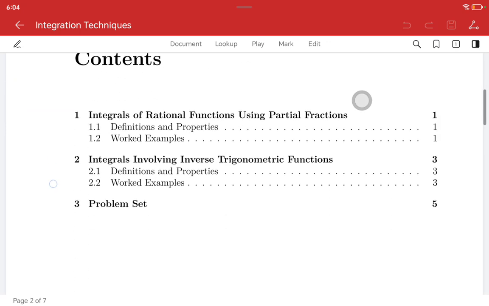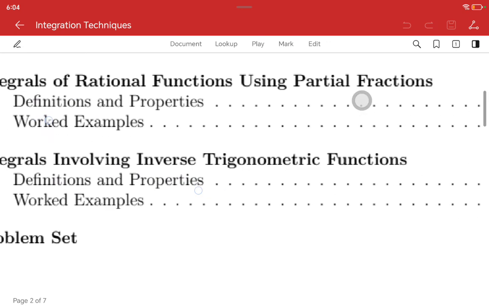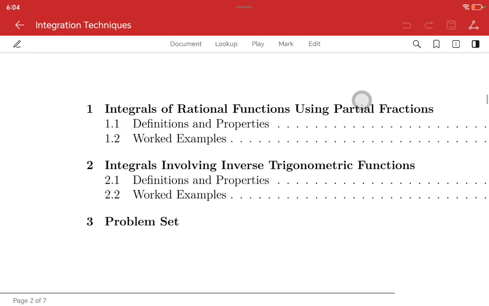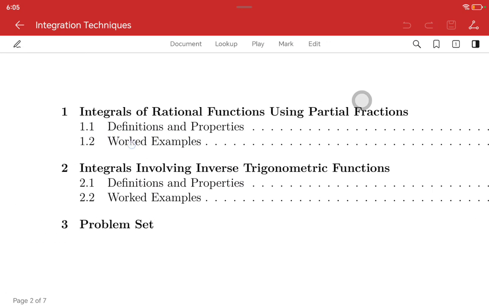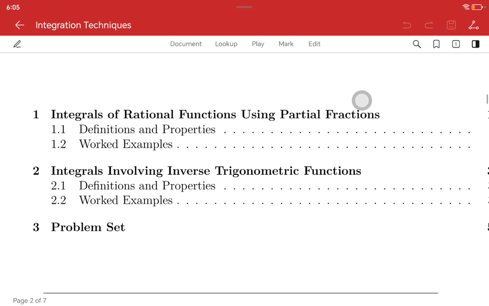Now I've included each part. I've included definitions and properties and also worked examples, right? So as I said, we're gonna start with the partial fractions.